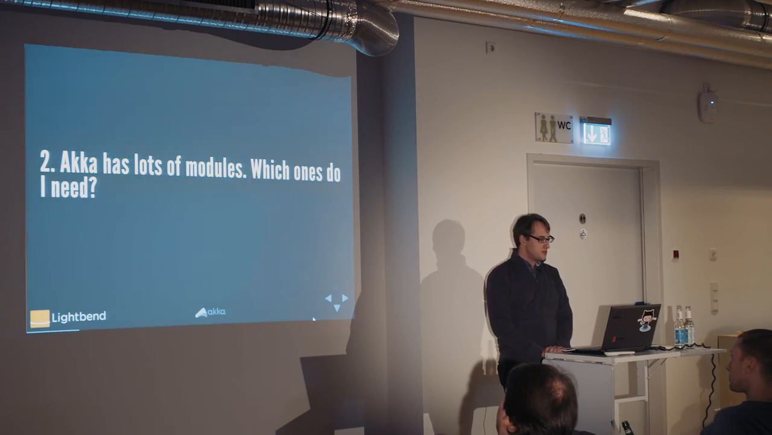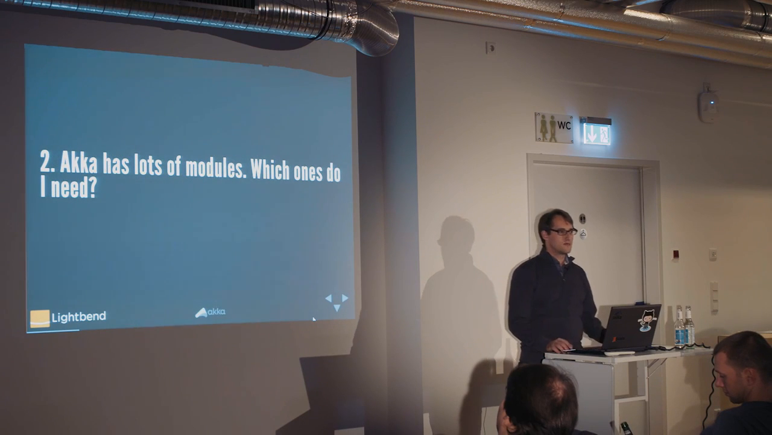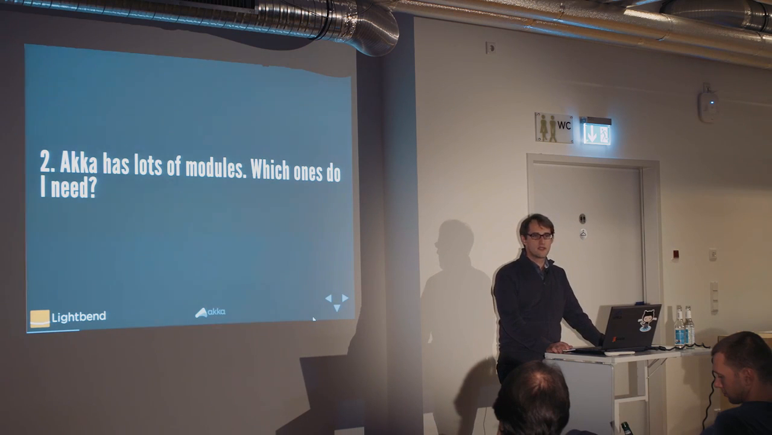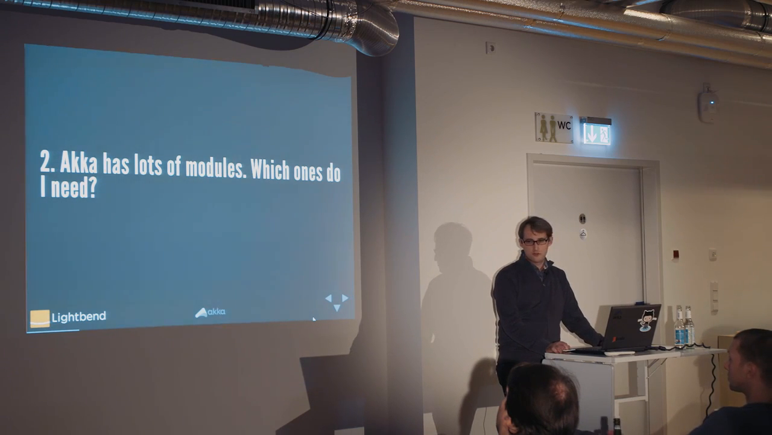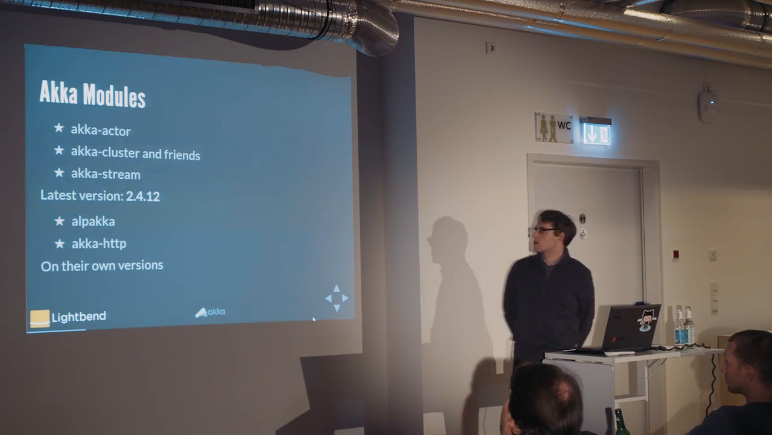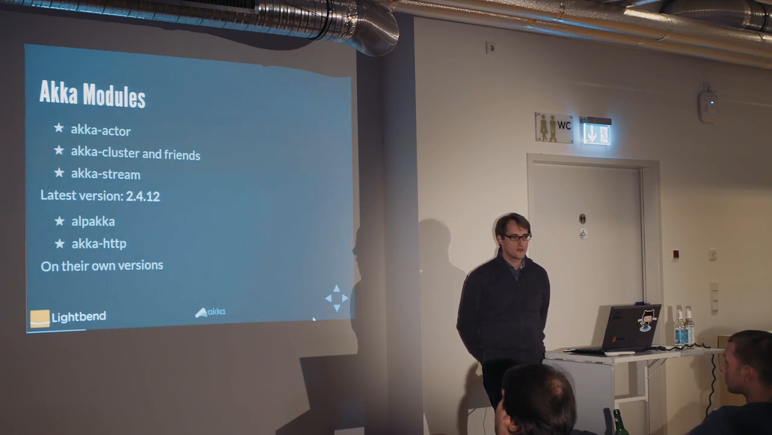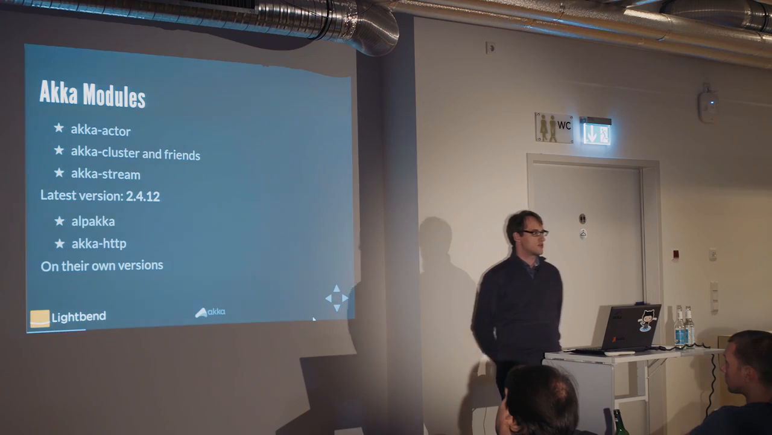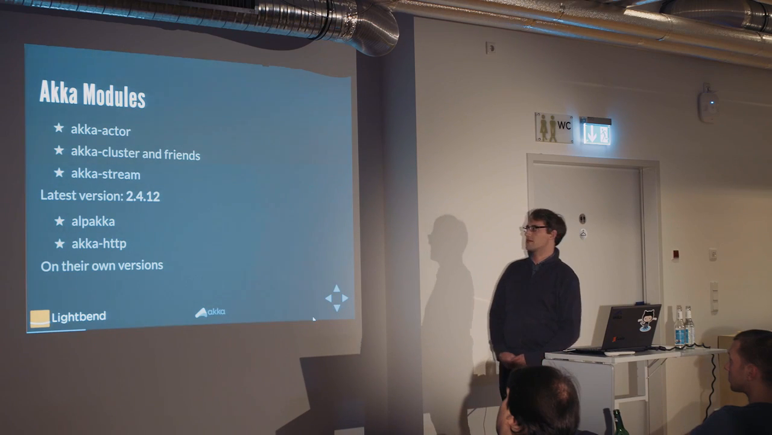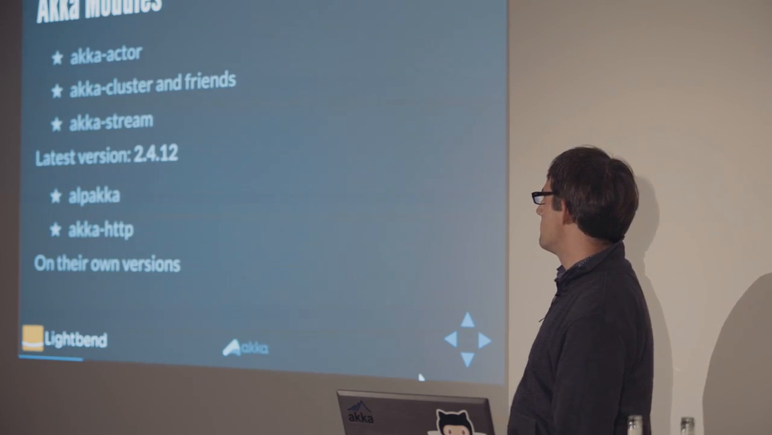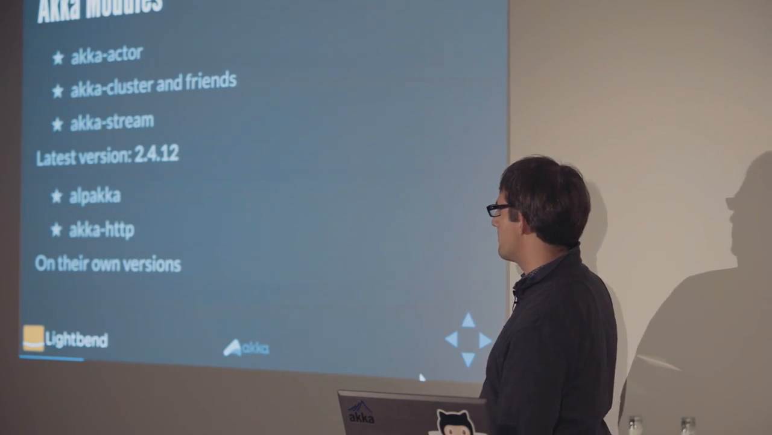Okay. So if you look at Akka, it can be really overwhelming if you look at the documentation and see all those modules in there. So let's start with a quick overview of which are the most important modules in Akka. Basically, the core modules are Akka Actor, which is the original module which contains all you need to work with actors to write distributed applications and deal with concurrency in a safe way.